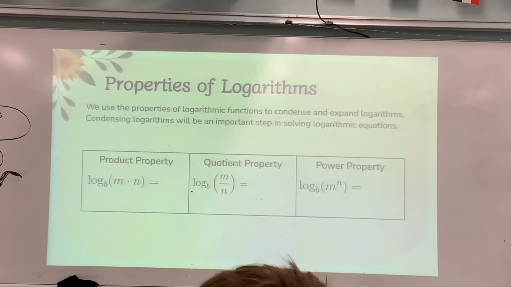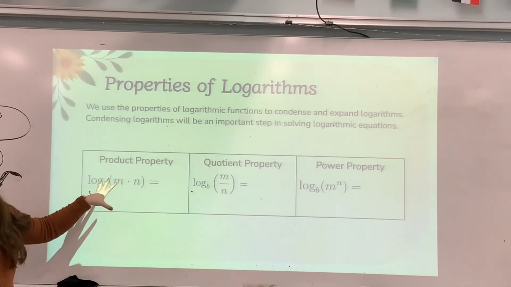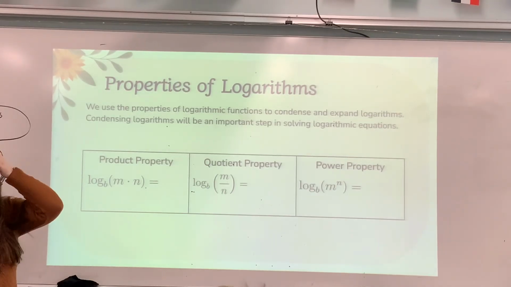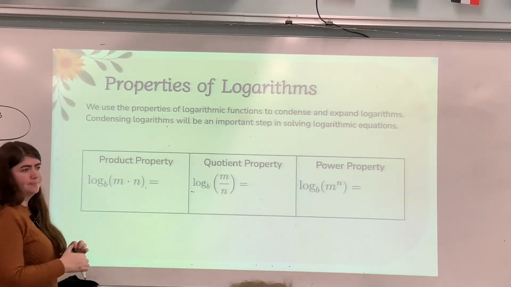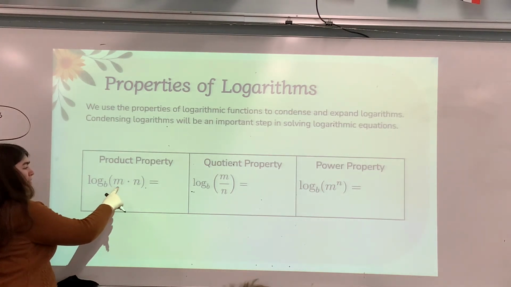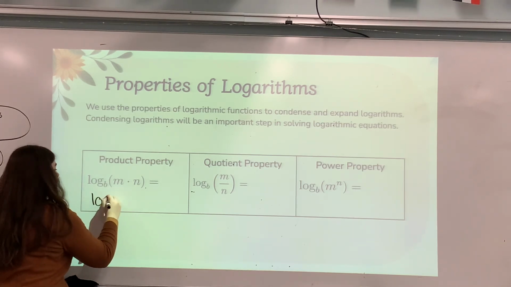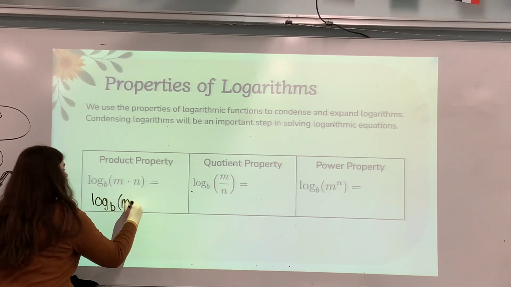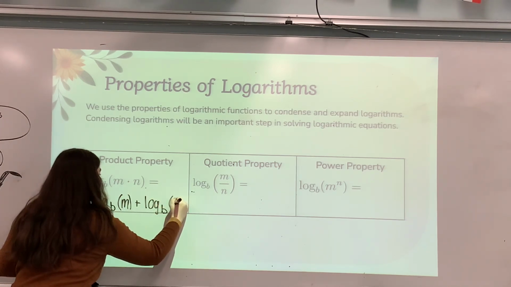So now we have some properties of logarithms, and we have lots of examples to go with these. So the properties of logarithms. We use these to condense and expand logarithms to help in solving. Okay. So the product property, the log base b of m times n is equal to log base b of m plus log base b of n.